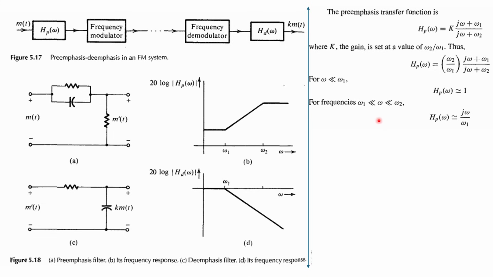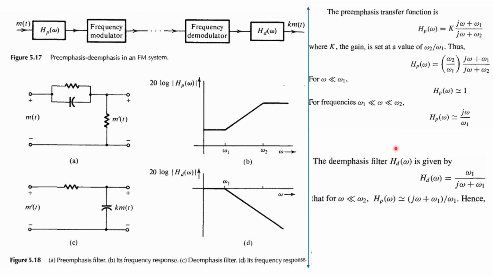For frequencies in between, in this region, it will be equal to j omega divided by omega 1. Why? Because omega 2 will cancel out, and omega in the denominator can almost be removed. So it will be j omega divided by omega 1. And so this is about the pre-emphasis. And for the de-emphasis circuit, you will have omega 1 divided by j omega plus omega 1, right?